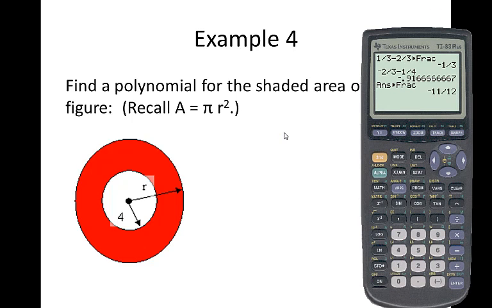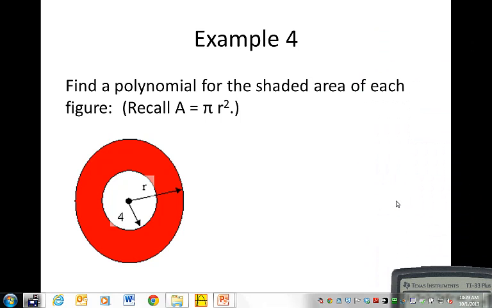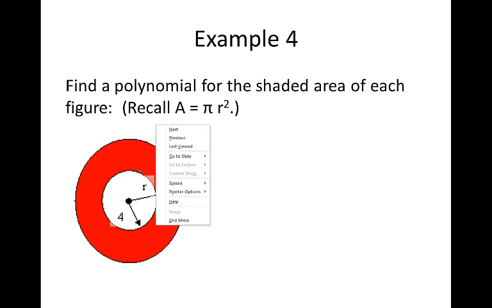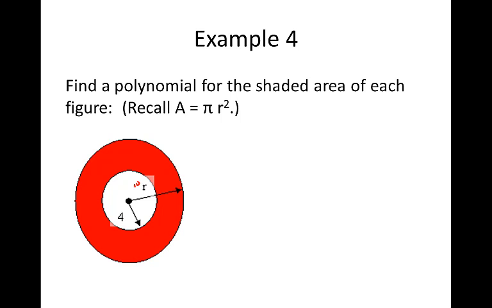Just a couple applications. So we have a geometric application here. Find a polynomial for the shaded area of each figure, and I'm just going to give you one figure here. So area is pi r squared. I want to find the area of the shaded part. How would I do that? Let's suppose I actually knew what this was, like if that r were 10. What would you do to find the area of the shaded region? You could find the area of the big region. So I could say pi times 10 squared and subtract it from the area of the little hole, right? So I'd subtract pi times 4 squared.